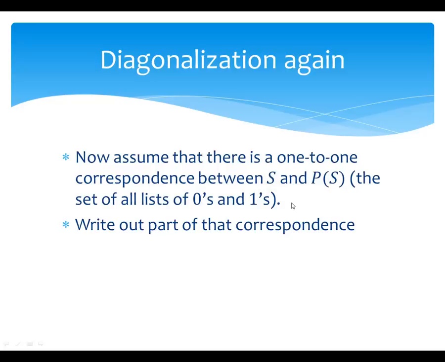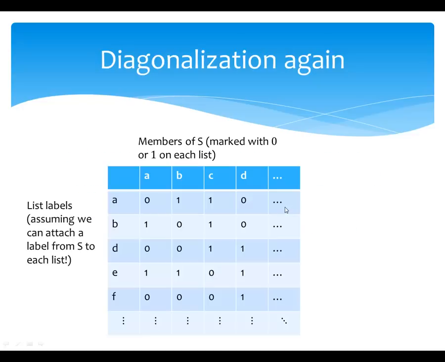Okay, the set of all lists of zeros and ones, or the set of subsets. And we're going to derive a contradiction to that, and we're going to see that P of S must have more stuff than S does. That's going to be a way to create a bigger set no matter what we're starting with. Okay, so let's write out part of that correspondence that we're assuming.